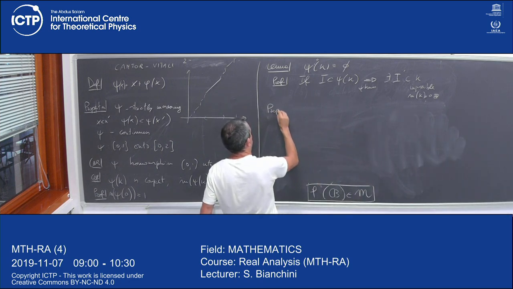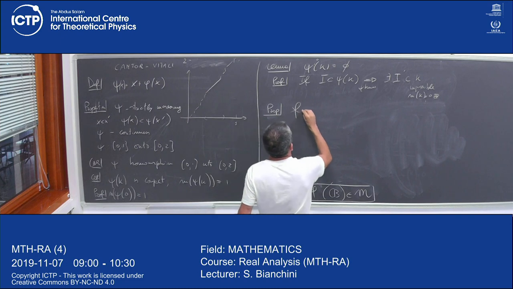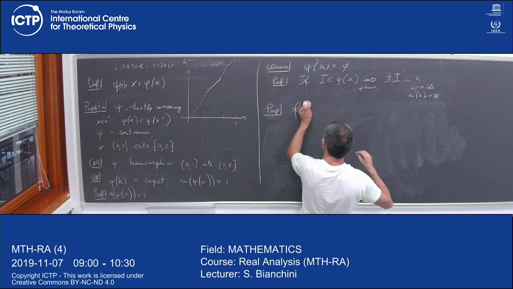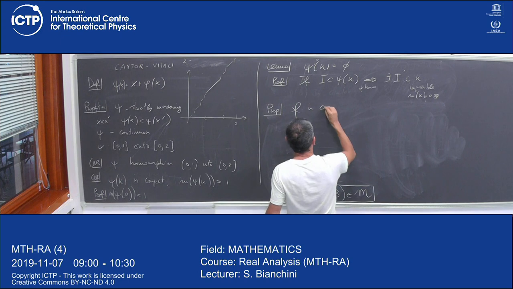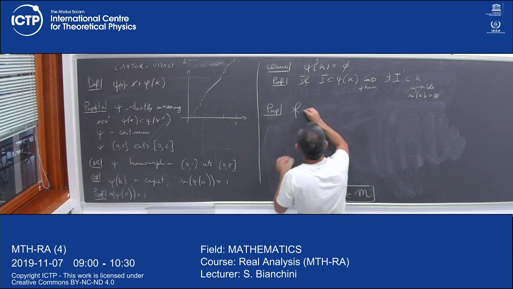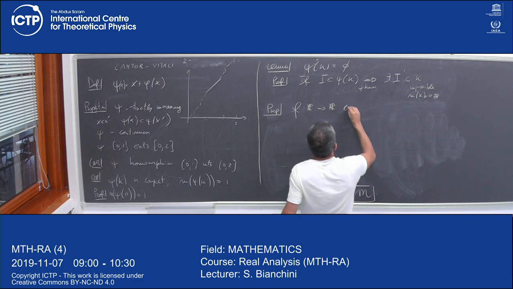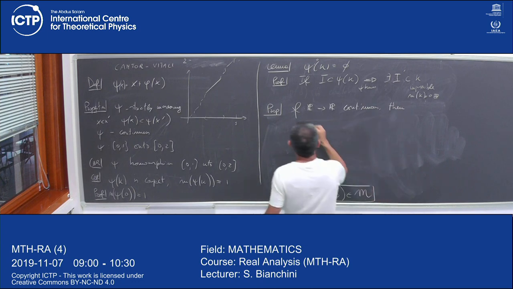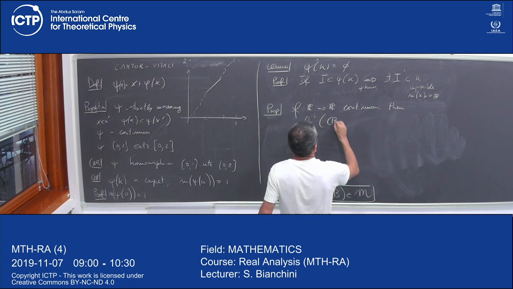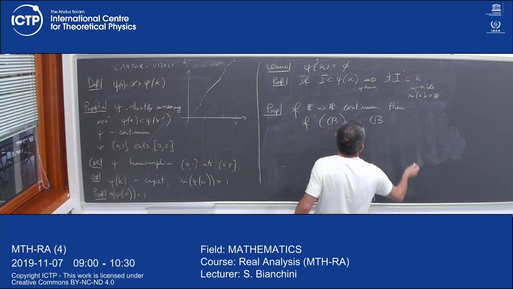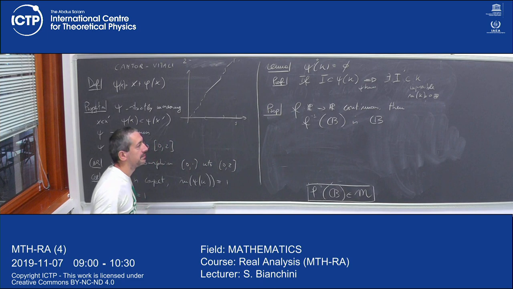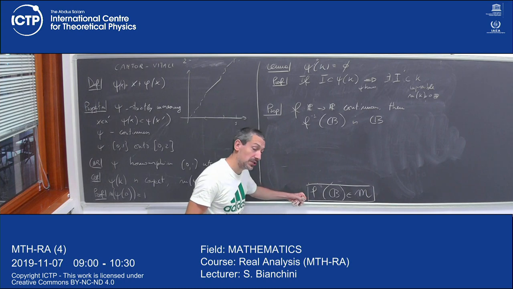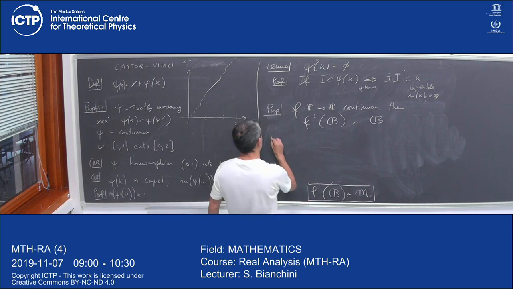This is a really important proposition. If f is continuous, f from R to R, then f to the minus 1 of Borel sets is Borel. So we have that the continuous functions are certainly what is called here measurable. This is the definition of a Lebesgue measurable function.